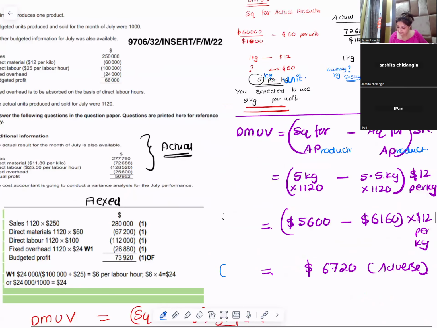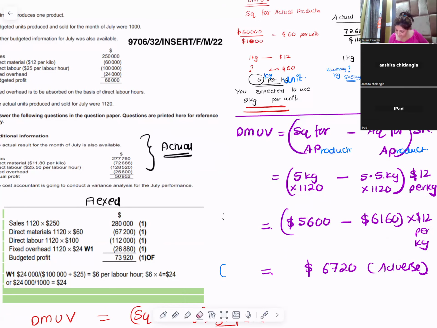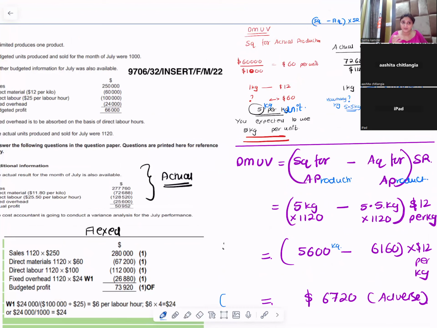Now you have to take the standard quantity for actual production. The standard quantity that you expected to use was 5 kg per unit and actual production was 1120, which means your standard quantity for actual production is 5,600. Are you with me? So you had to use 5,600 kgs. But now we have to see how many kgs you actually used.